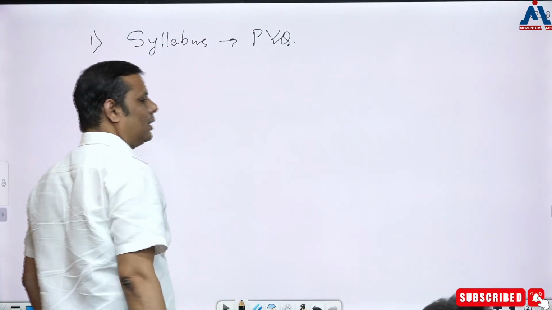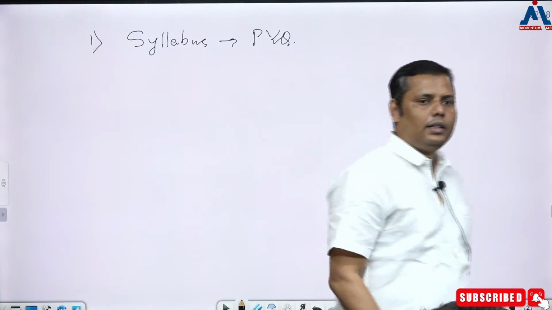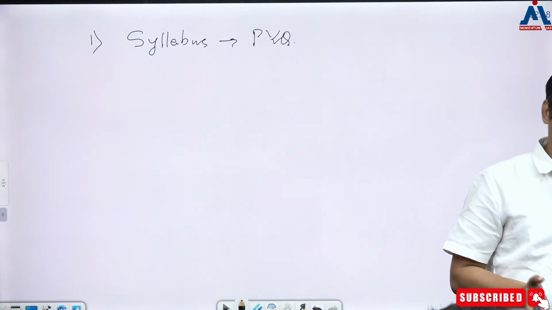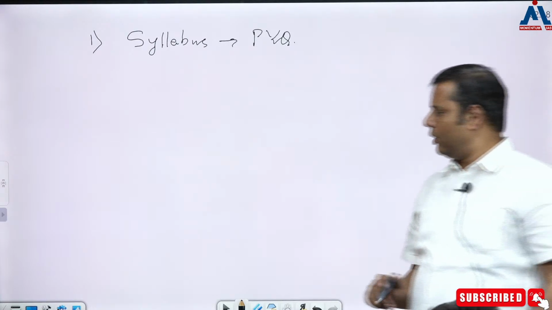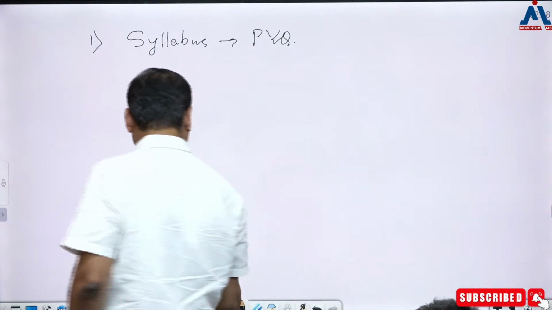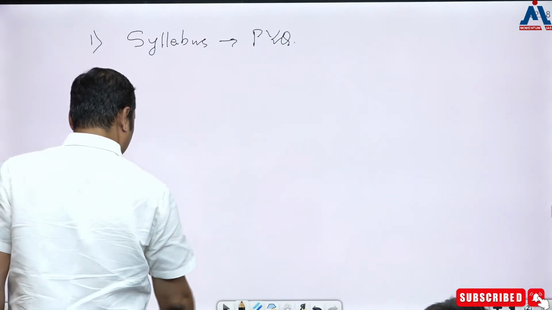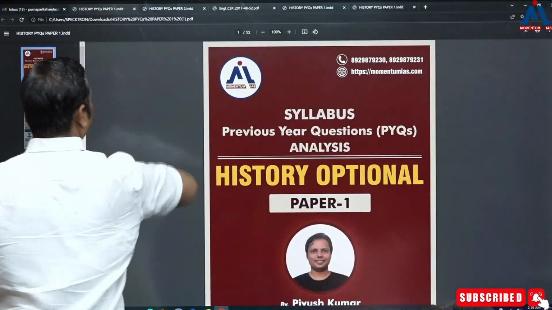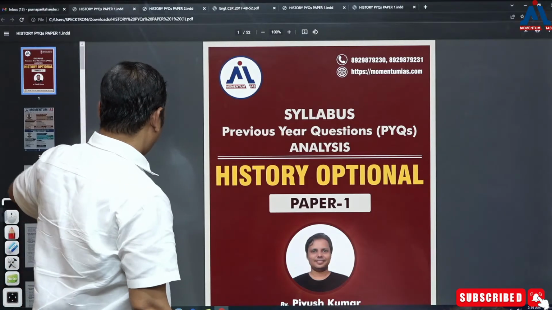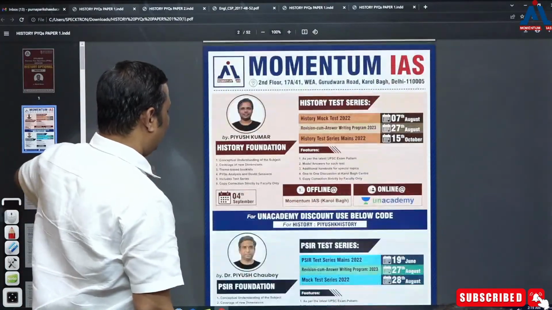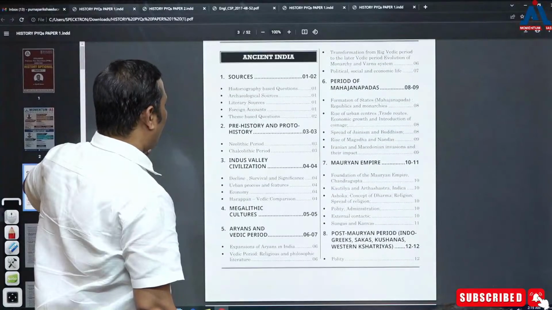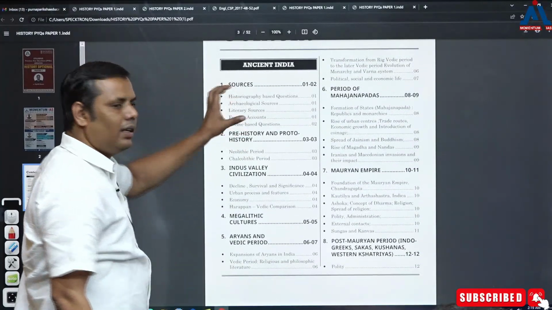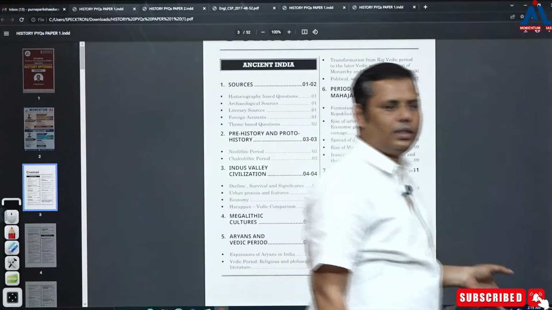PYQs synchronization. That's very important. I don't know how many of you are really doing it. And that's why I always give my students these kinds of papers, let me show you, such as this kind of paper, okay? Why this, what exactly do we do in this paper, right? We always go for this kind of division of the syllabus and the questions, okay?